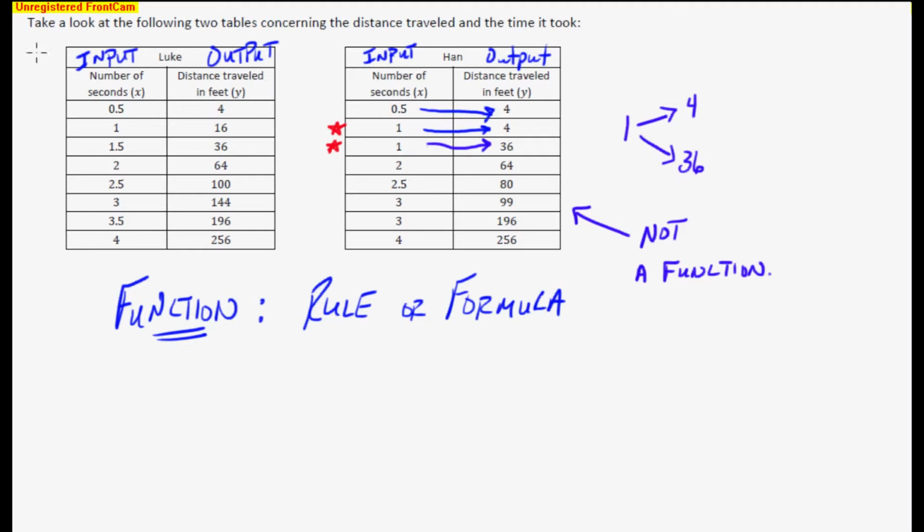All right. I'm also going to put little stars down to the 3 down here. If you look ahead, 3 also maps to 2 different numbers. Okay. 3 maps to 99, and 3 maps to 196. So again, I'm going to write that over here too. 3 maps to 99, and it also maps or yields 196. Okay, so in order to be a function, we do not want that to happen.